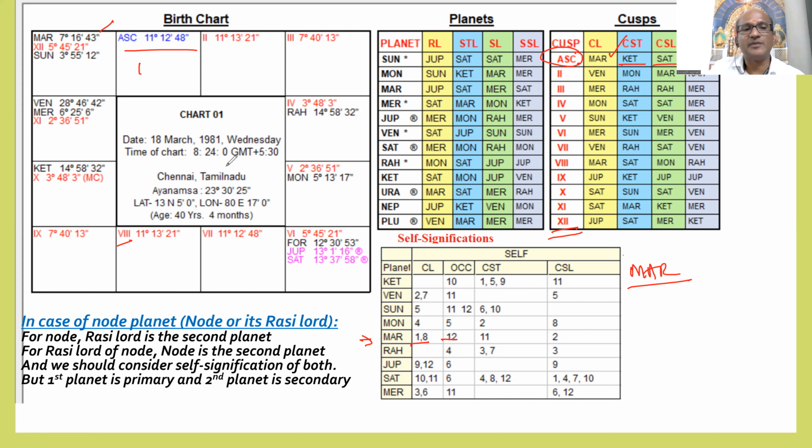Suppose the birth time is, instead of 8:24, if it is 8:20 also, Mars is going to be occupying the 12th house only, right? Lagna Lord, 8th Lord occupying the 12th house. There will not be any change. Mars is in the nakshatra of Saturn. Saturn is 10th Lord and 11th Lord, posted in the 6th house. That also will remain the same, even though the minutes are different.